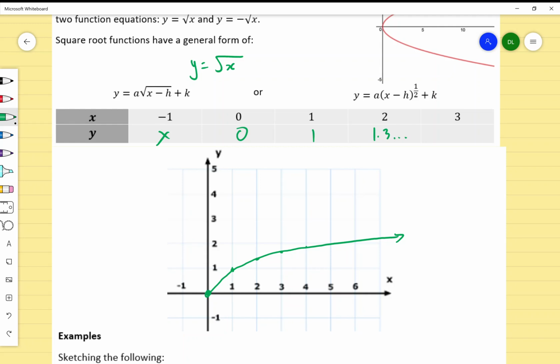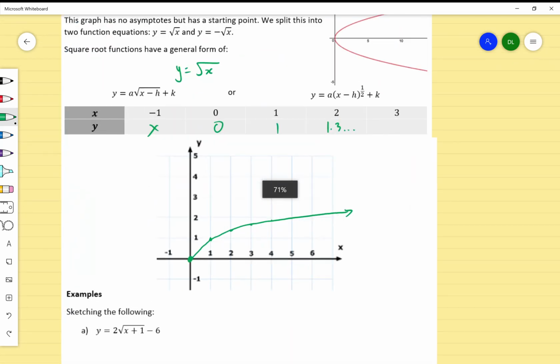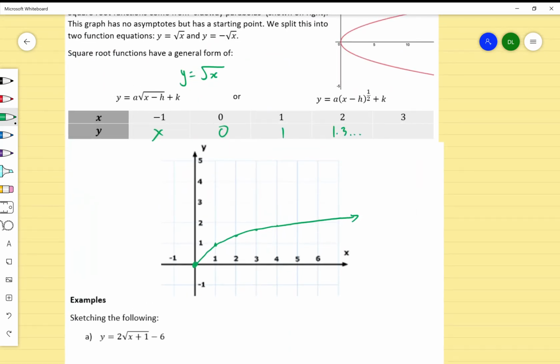Theoretically, because there is no asymptote here, it is possible for this function to continue on forever and have a y value that is, let's say, 100. There is no asymptote, as opposed to the other functions we've looked at over the last few lessons. So that is the square root function.